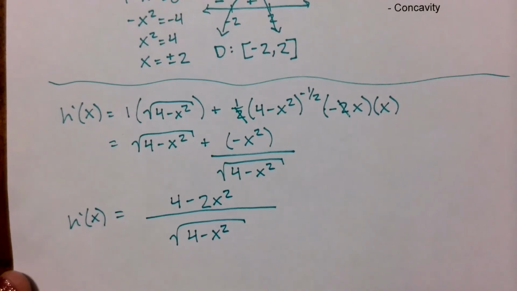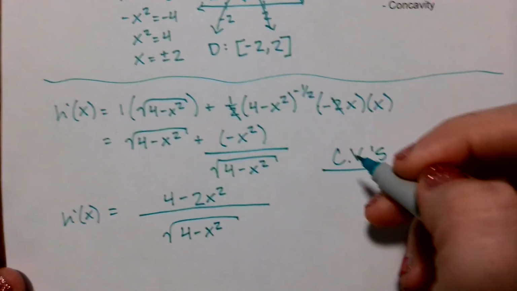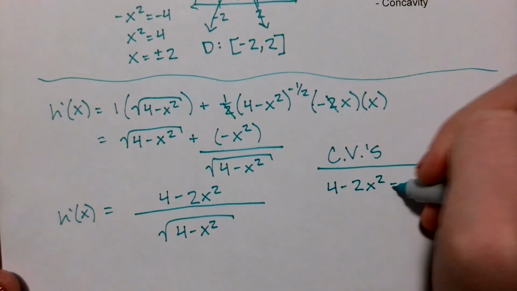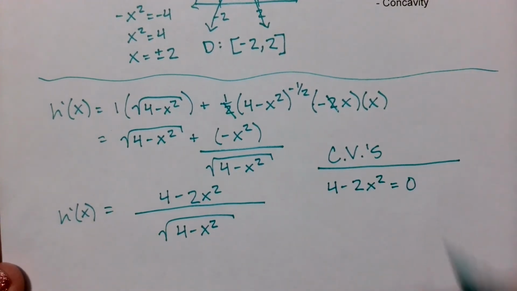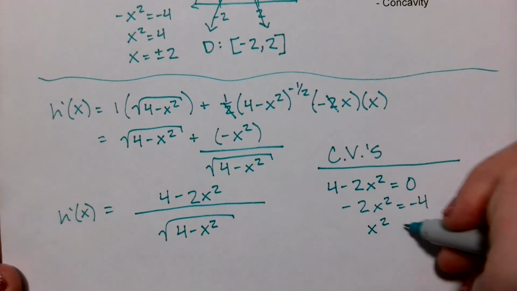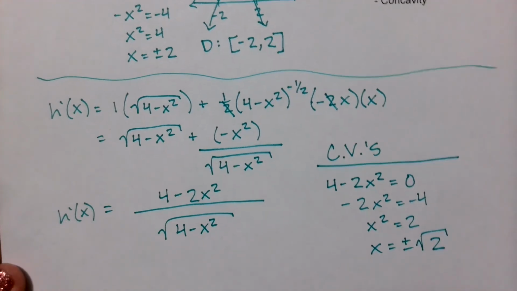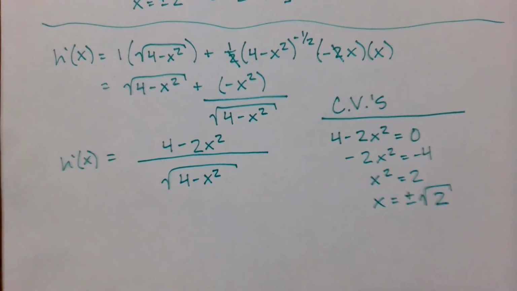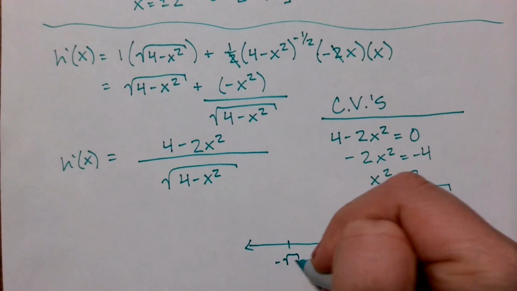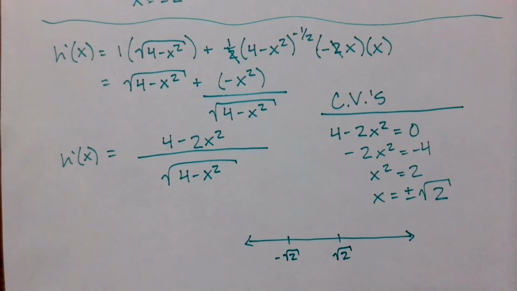Okay. So using this for critical values, I would look at my numerator of h prime equaling 0. So we get plus or minus radical 2. Okay. And then we are looking at that on a number line so that we can see whether they are relative mins or maxes.